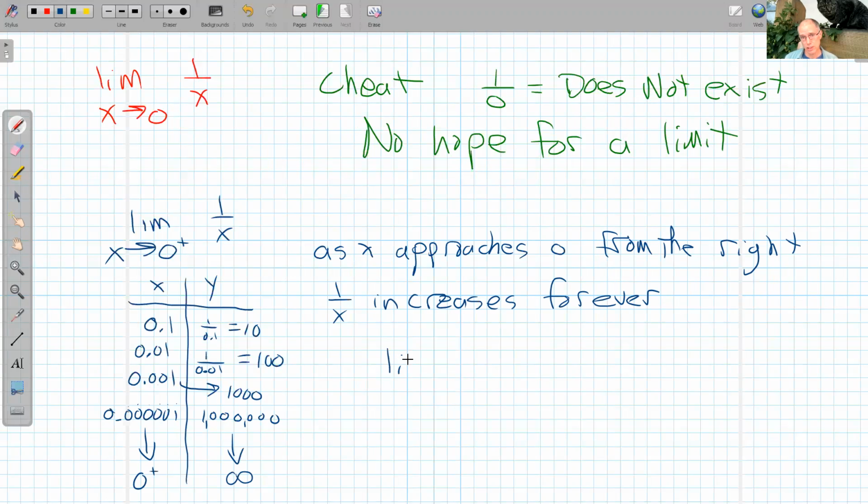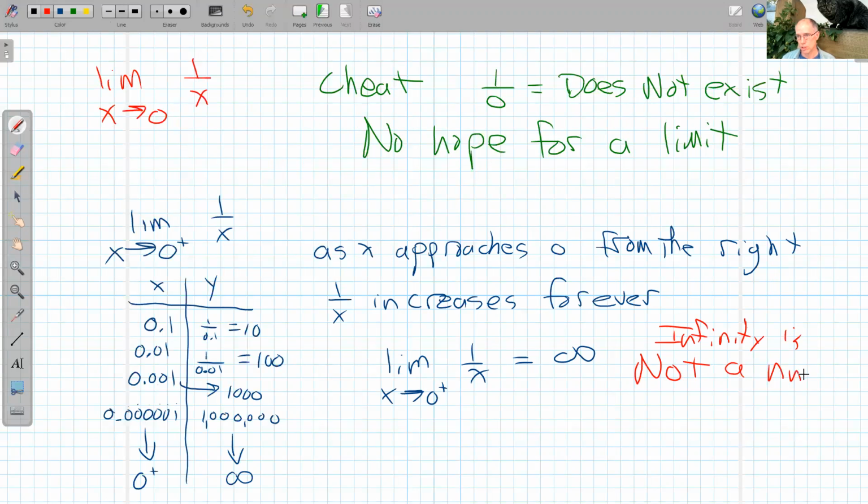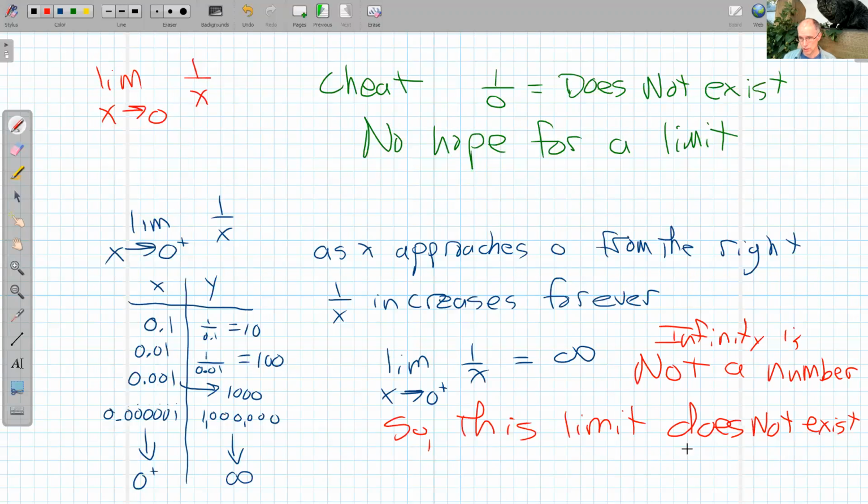So I can write the limit as x goes to 0 from the right of 1 over x is equal to infinity. But there's a catch here. Infinity is not a number. So technically, this limit does not exist. Infinity is not a number. So this is one way a limit can fail to exist. Infinity ain't a number.